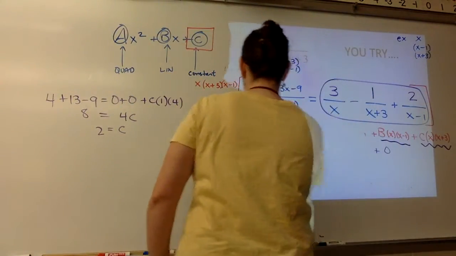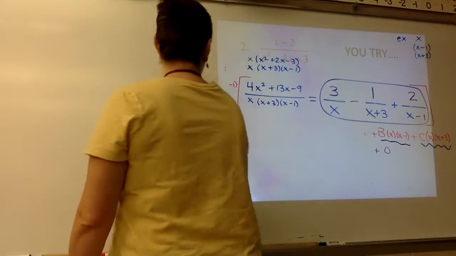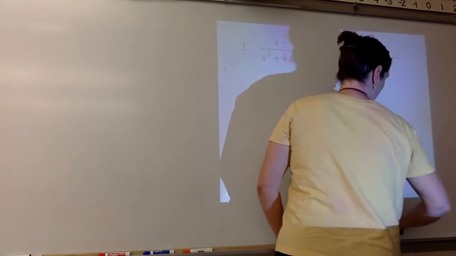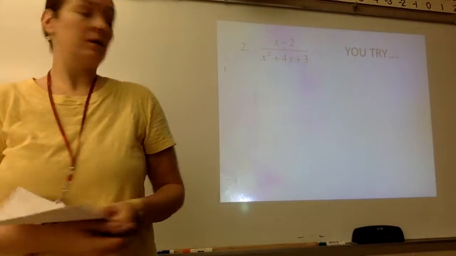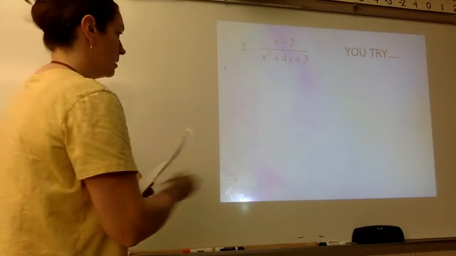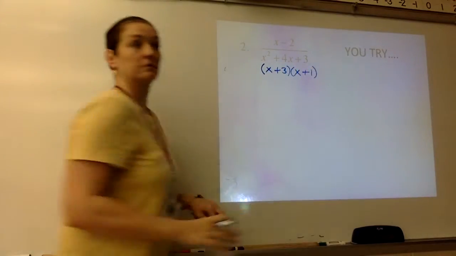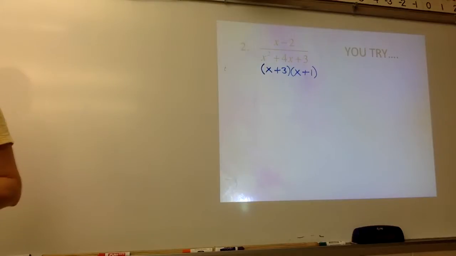Factor the denominator. Did you get something like this? Yes. Okay. Step number 2, put an equal sign after your fraction and set up 2 linear fractions on the right. So you should have two denominators. One of them is x plus 3. One of them is x plus 1.